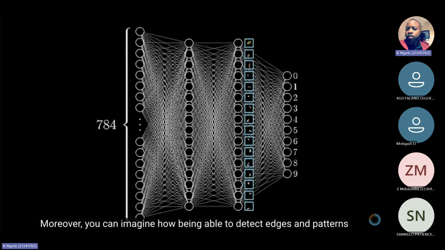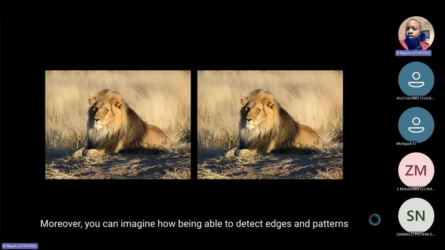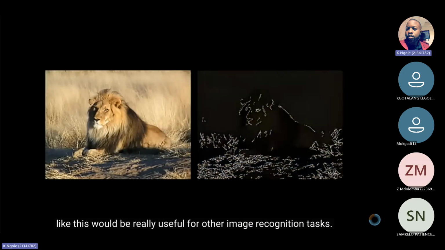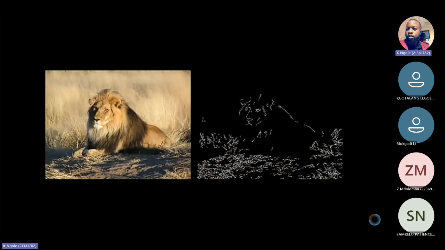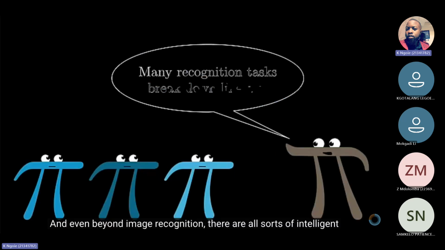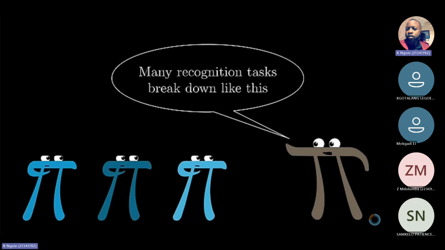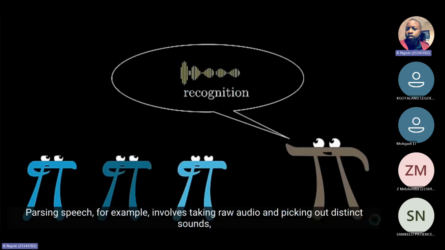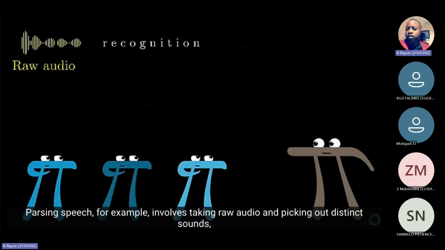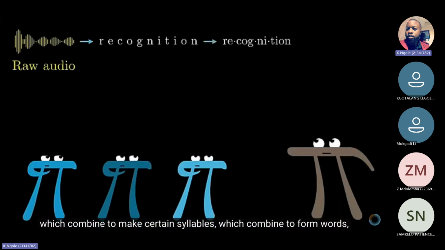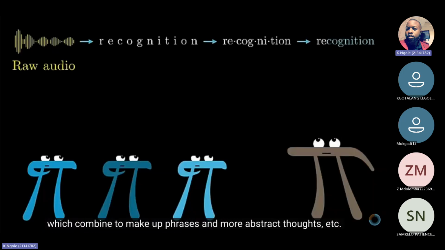Moreover, you can imagine how being able to detect edges and patterns like this would be really useful for other image recognition tasks. And even beyond image recognition, there are all sorts of intelligent things you might want to do that break down into layers of abstraction. Parsing speech, for example, involves taking raw audio and picking out distinct sounds, which combine to make certain syllables, which combine to form words, which combine to make up phrases and more abstract thoughts, etc.